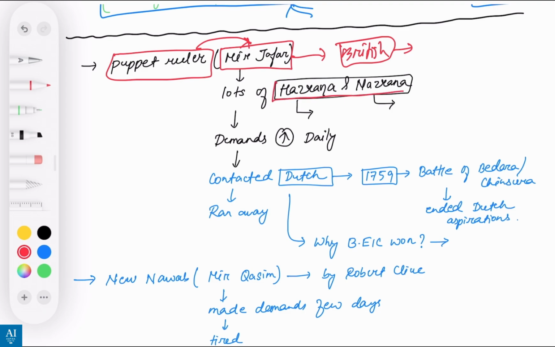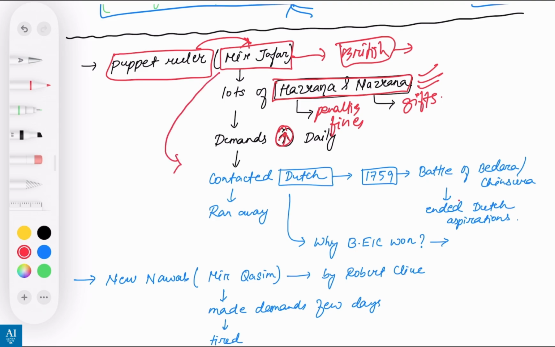So Mir Jafar gave a lot of Hazrana and Nazrana to the British. What are Hazrana and Nazrana? These types of words are very important for exams. Hazrana means penalties and fines, and Nazrana means gifts. So the British were very greedy. Their demands increased daily.